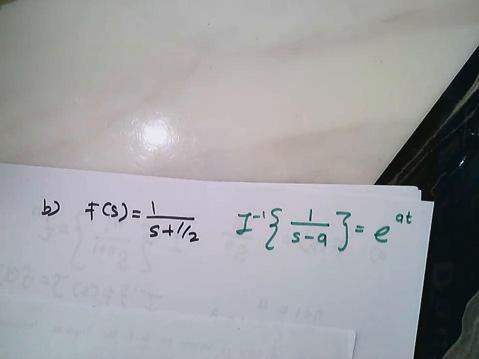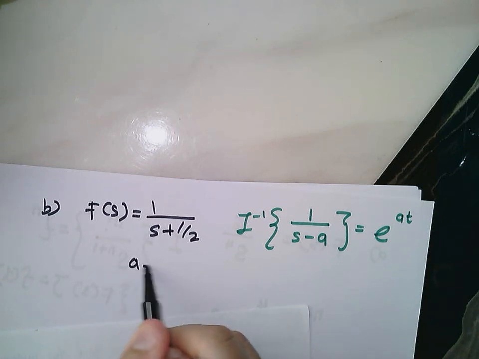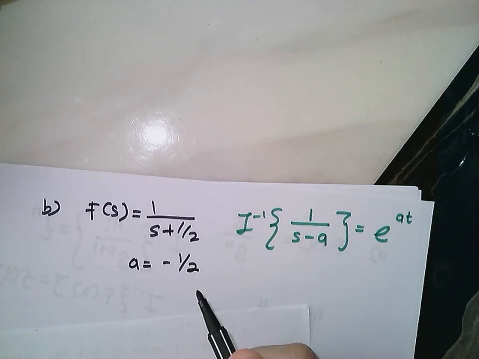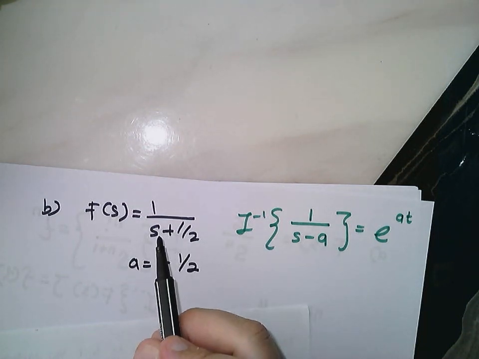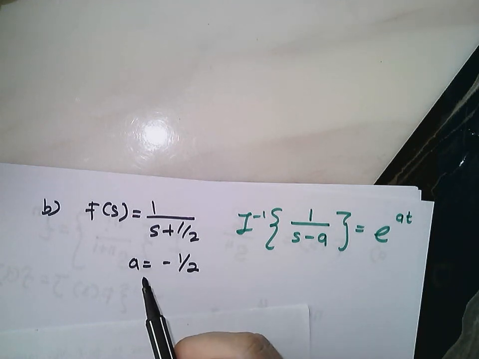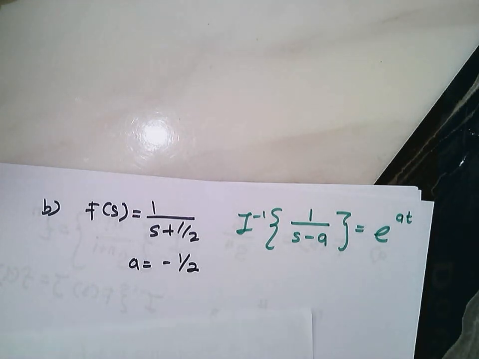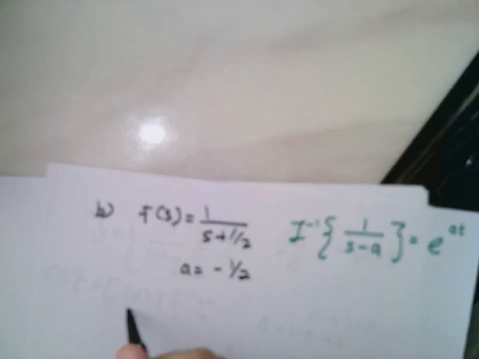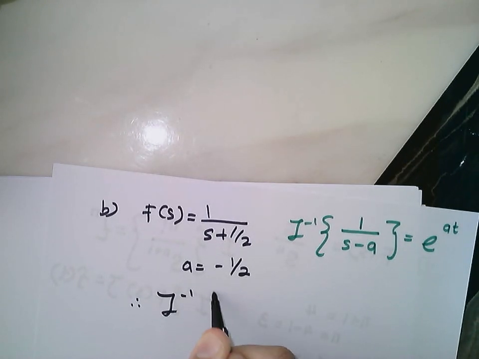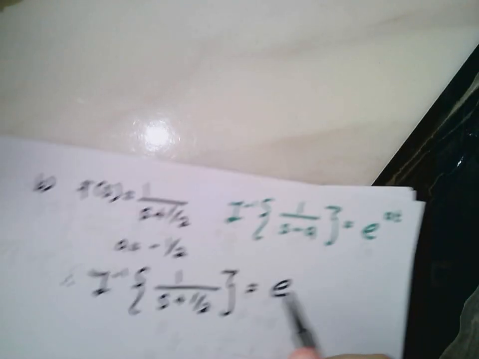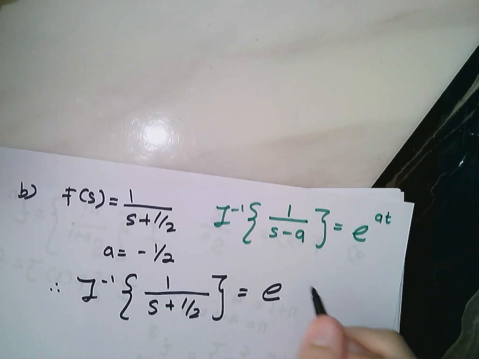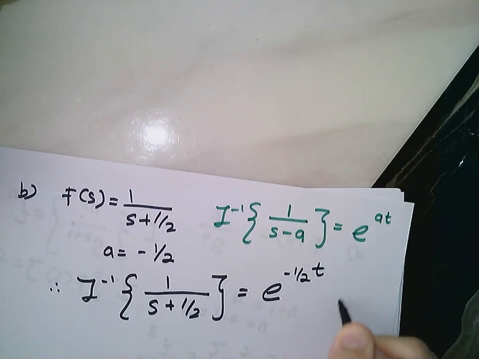By comparing the general one with what you have here, find the value of a. You know that your a is equal to negative 1 over 2. Why do you have a negative here? Because generally it is s minus, and what you have is s plus. So that's why your a is equal to negative 1 over 2. Therefore, the Laplace inverse of 1 over s plus 1 over 2 is equal to e to the power of, what is your a, your a is negative 1 over 2, t. That's it.